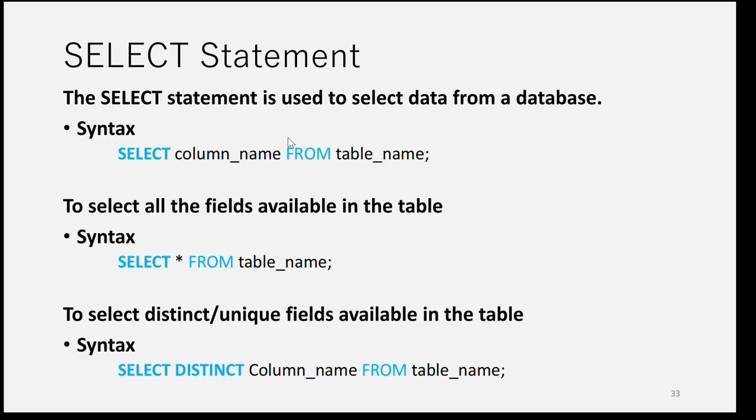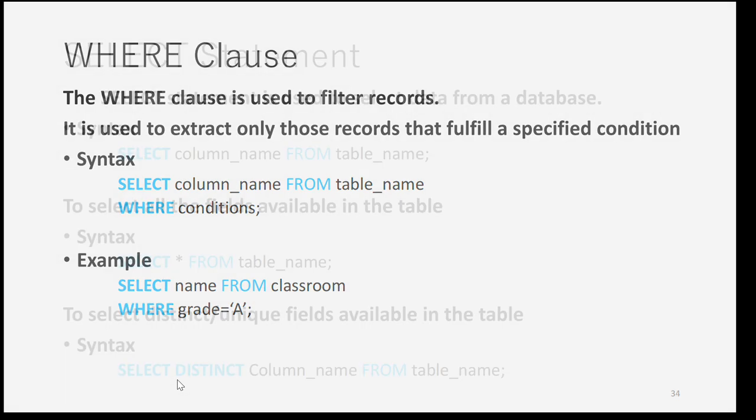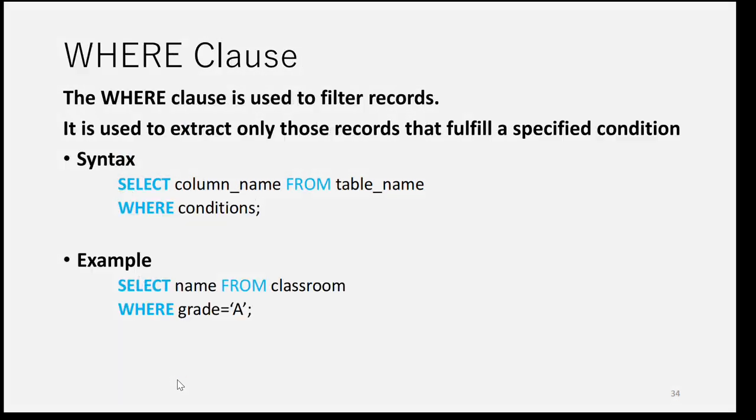If you need to select a particular column, you write the column name and then the table. If you need to select more than one column, you write column 1, comma, column 2. This is to select everything from the table. If you need to select the country, there will be many duplications of the same country, but you need to select only the unique ones. There you use DISTINCT as a keyword.